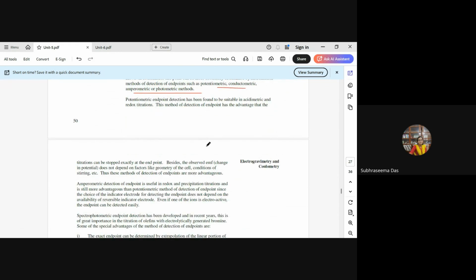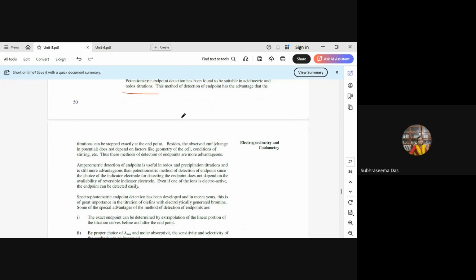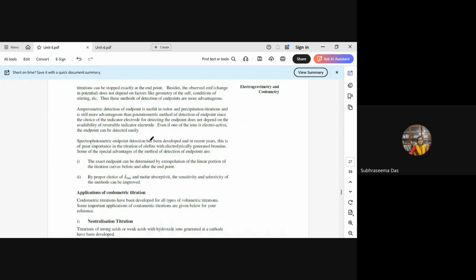Potentiometric endpoint has been found to be suitable in acidimetric and redox reactions. This method of detection of the endpoint has the advantage that the titrations can be stopped exactly at the endpoint. Besides, the observed EMF does not depend on factors like geometry of the cell, conditions of stirring, etc. So these methods of detecting the endpoints are much more advantageous and much more sensitive.